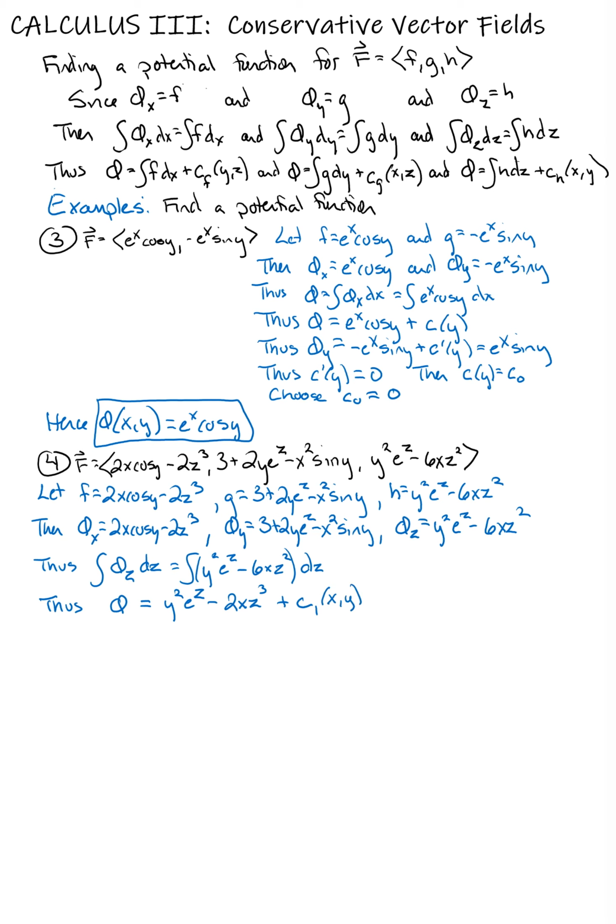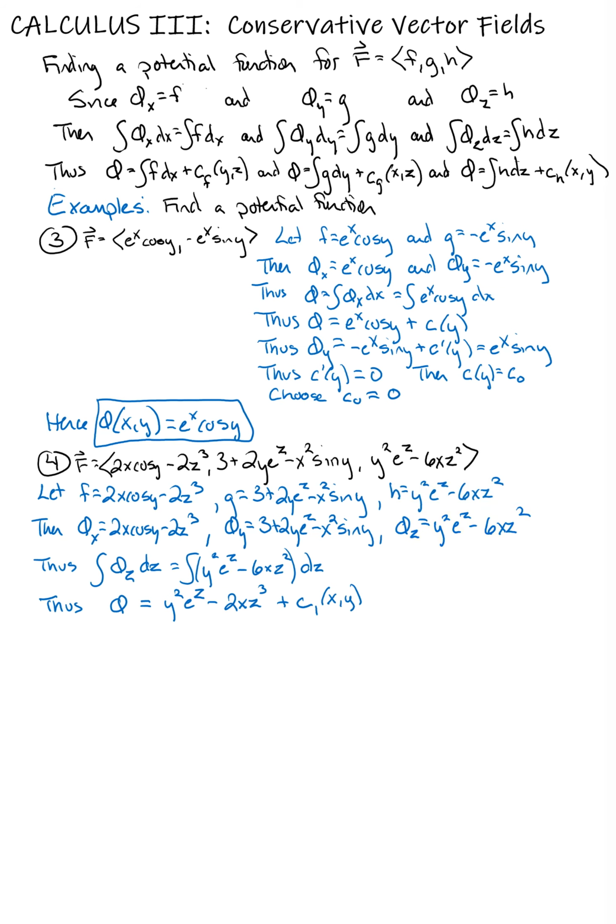Because I integrated with respect to z, I know it's not going to have a z in it, but it could have an x or a y. All right, so I've used this fact right here, that the first partial of my potential function with respect to z is equal to h.